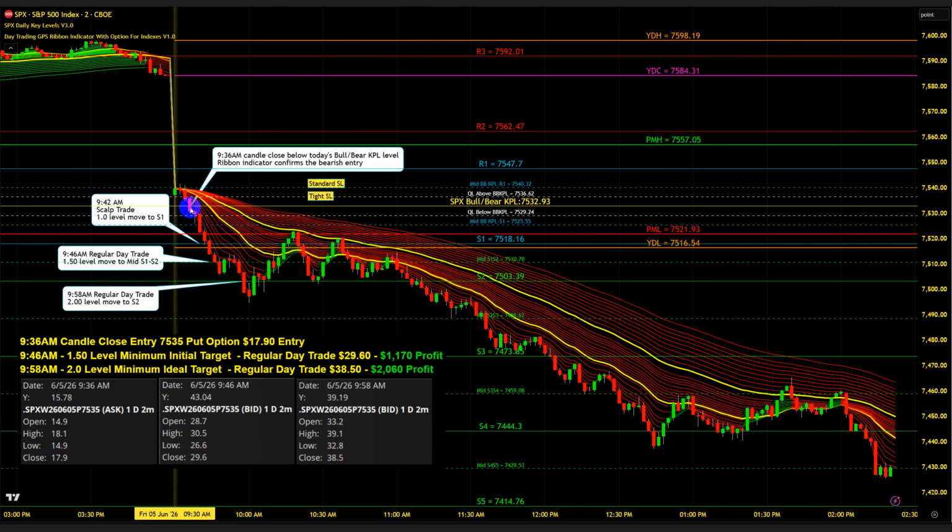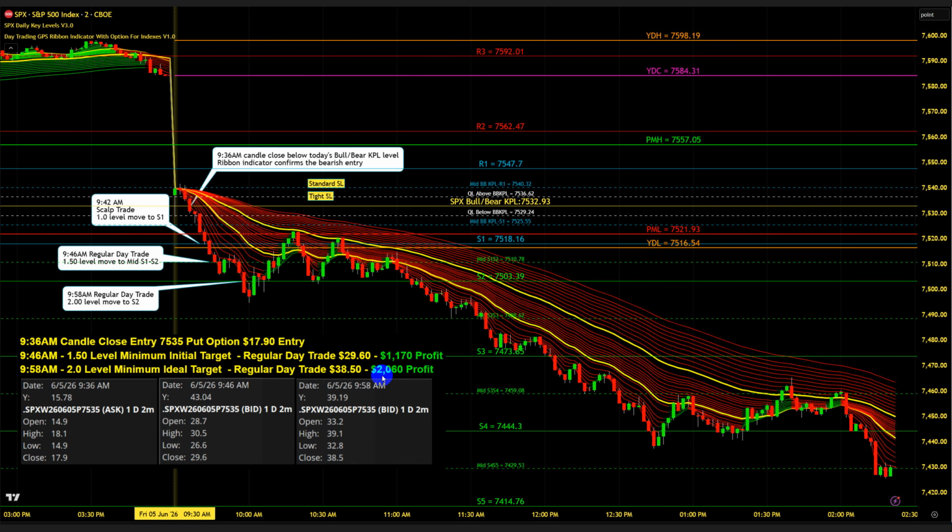Because the trade was triggered from the bull-bear key price level, the standard option selection process within the daily key levels framework called for using the option strike closest to that level, which was the 7535 put option. The ask price at the close of the 9:36 a.m. candle was $17.90. By 9:58 a.m., that same option was worth $38.50. That's a gain of $2,060 per option contract in just 22 minutes.